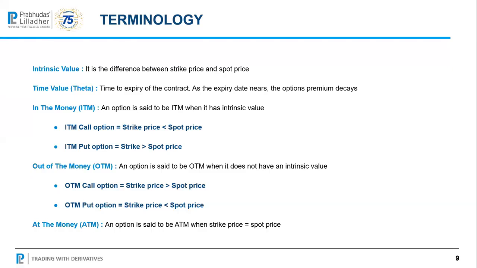You keep hearing these terms: ITM, OTM, and ATM. So ITM is nothing but the in the money option. Like I was telling, let's say Nifty is trading at 15,100 today. Any strikes below 15,100 on the call side are my ITM, and it is the opposite on the put side.